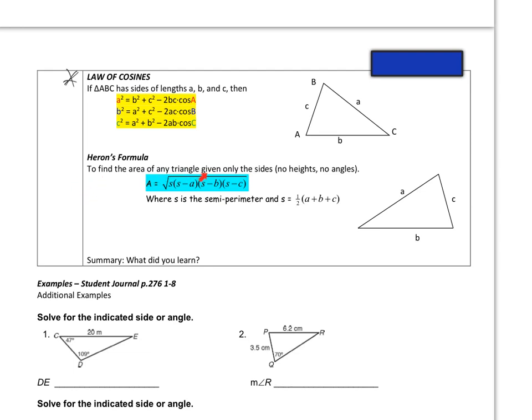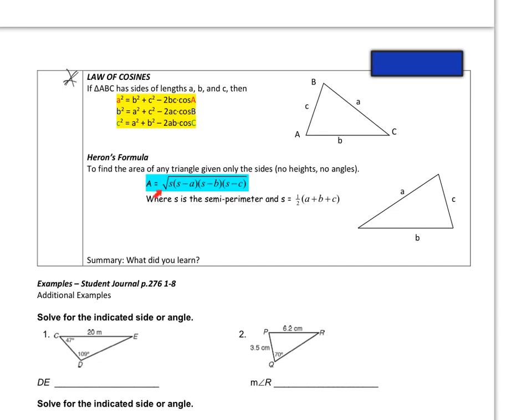To find the area of any triangle, so we started off finding the area of a triangle, and we're going to finish off with another formula to find the area of a triangle. This time, I don't need any angles. All I need to know is the 3 sides of a triangle. It doesn't matter what the angles are, as long as I know the 3 sides of a triangle, and this is a super powerful formula, I can find the area.